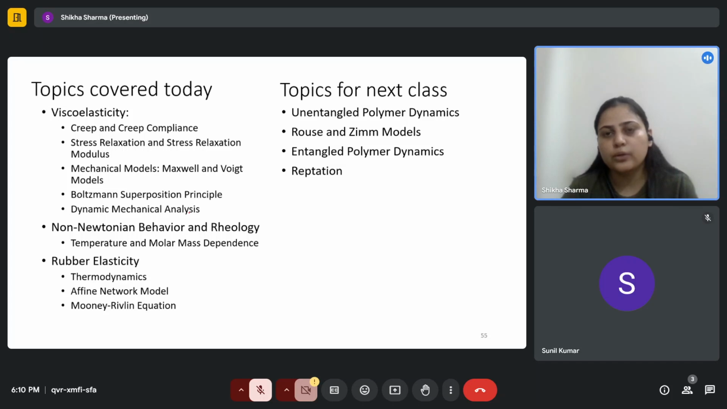In the next class we will be discussing the different polymer models, like the unentangled polymer dynamics. We are going to discuss the Rouse and the Zimm model, and the entangled polymer dynamics, which is the reptation model. We will discuss all these models in the next class, and we will try to solve some questions based on that.